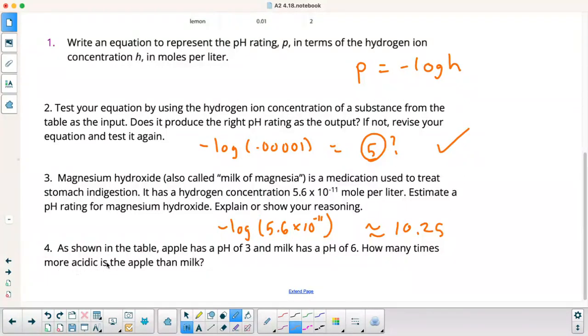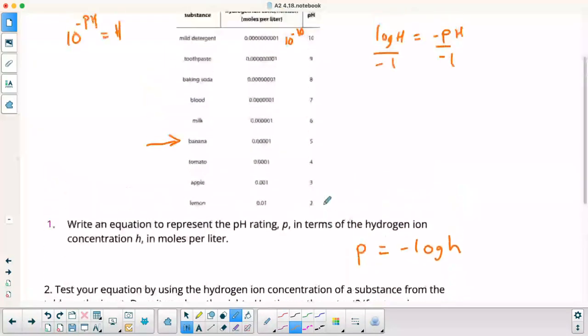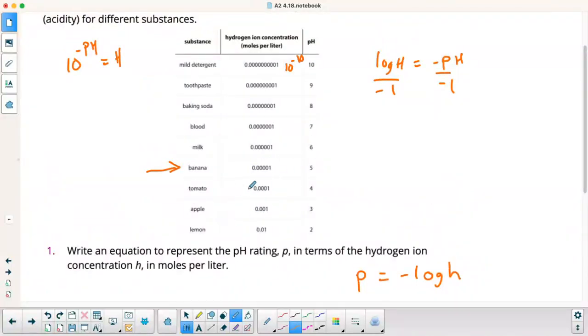As shown on the table, apple has a pH of 3, and milk has a pH of 6. How many times more acidic is apple than milk? So, a lot of people think it's twice as acidic because it's double the pH, but that's not really how it works. So, I'd have to figure out how many times more the hydrogen concentration is. So, we're looking at an apple and milk. So, here's my milk. Here's my apple.